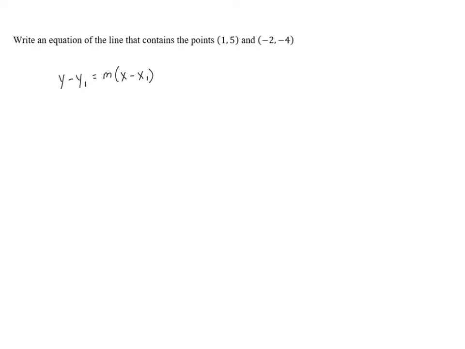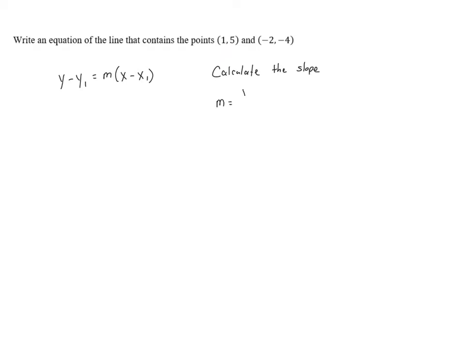Now, if we look at the problem, we're given a point. In fact, we're given 2 points. But we're not given the slope directly. So the first thing we need to do is calculate the slope. To find the slope of a line, we need 2 points, and we're very lucky that we have 2 points. So we can use the formula for slope.